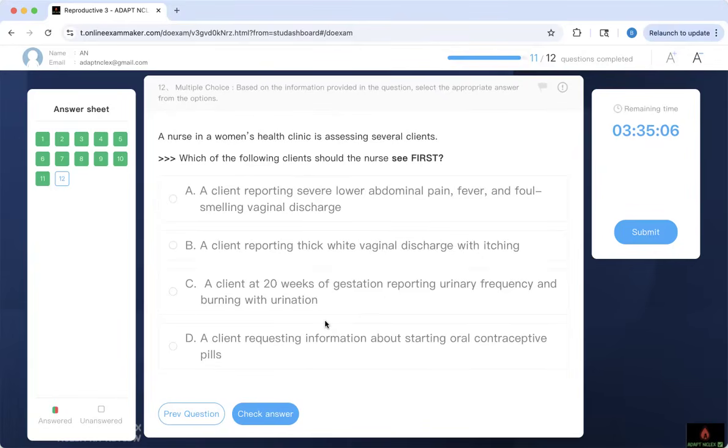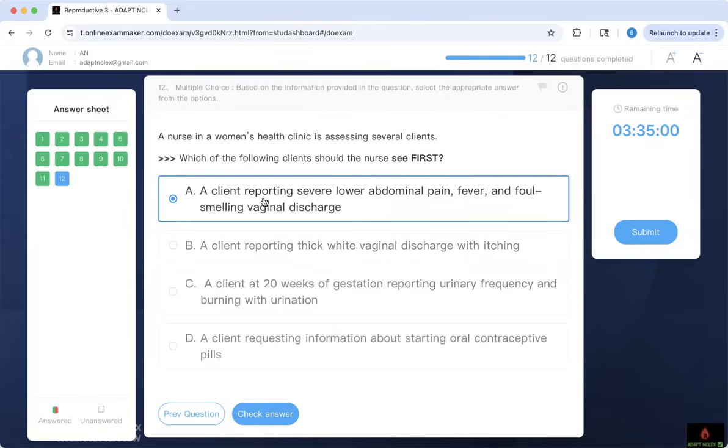Who do you think we should see first? Of course, this one has an infection, PID. This lady most likely has a yeast infection. This is classic 20 weeks pregnancy, the uterus pushing on the bladder, so you're having excessive urination. And if you want to know about contraception, I have time for you.